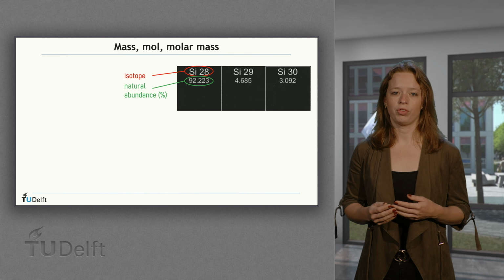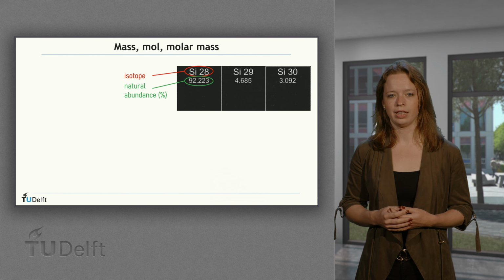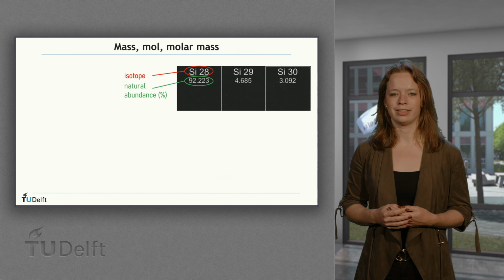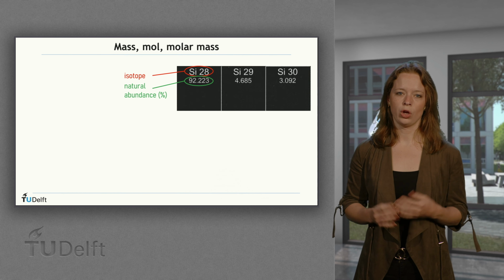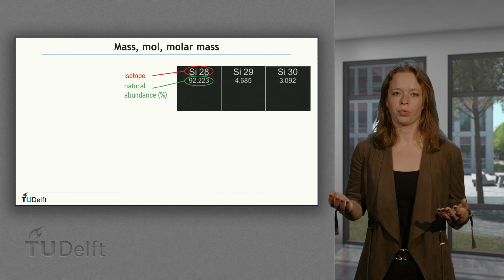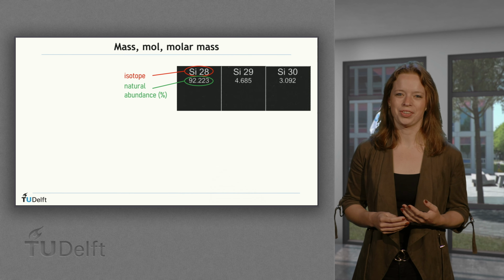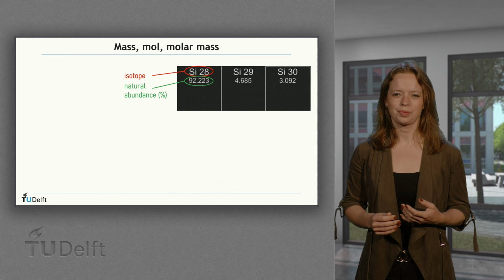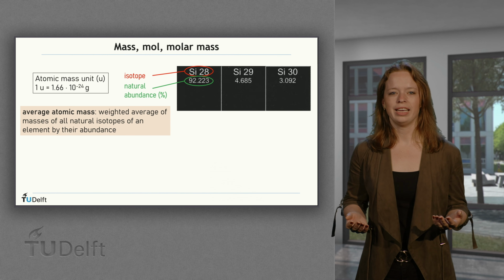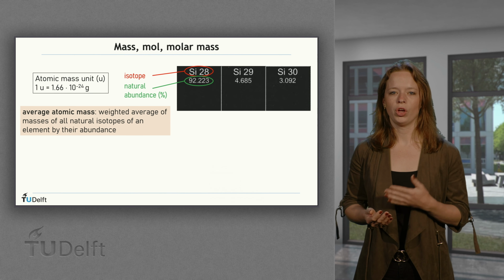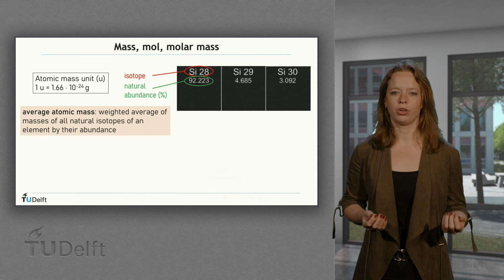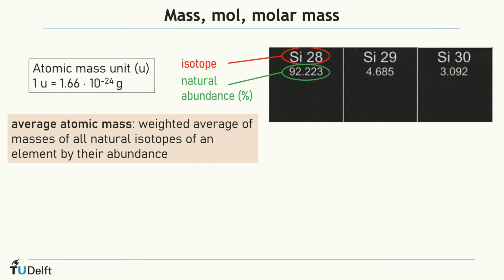The isotope that is found most in nature is silicon-28. 92% of all silicon is this specific isotope. We call this the natural abundance of the isotope. The average atomic mass can be calculated as the weighted average of the atomic masses of all naturally occurring isotopes of an element. And we use the atomic mass unit u to talk about the mass of an atom.